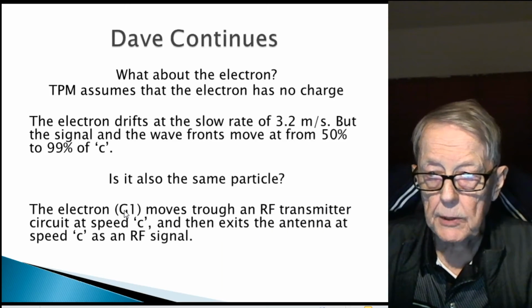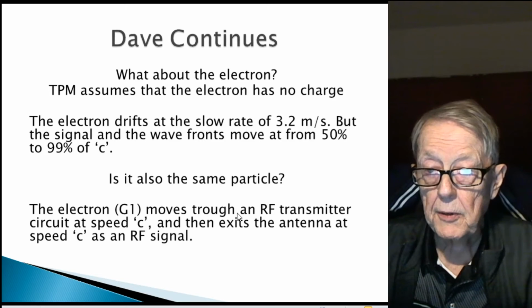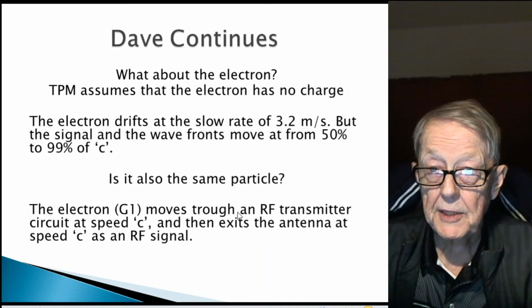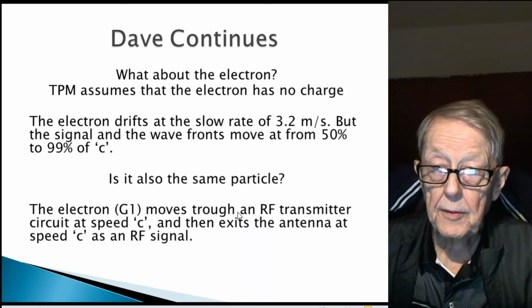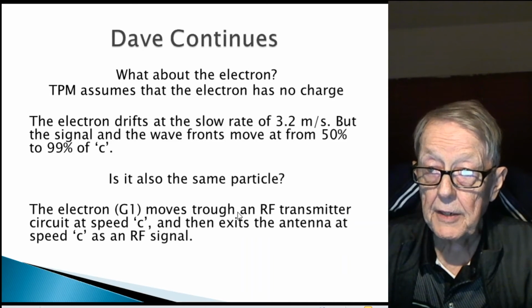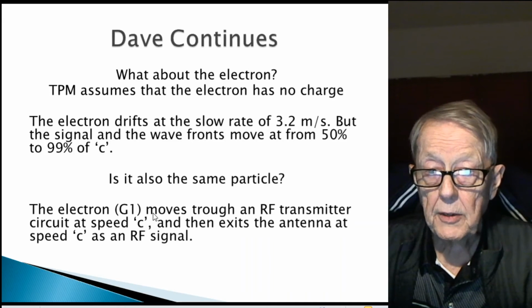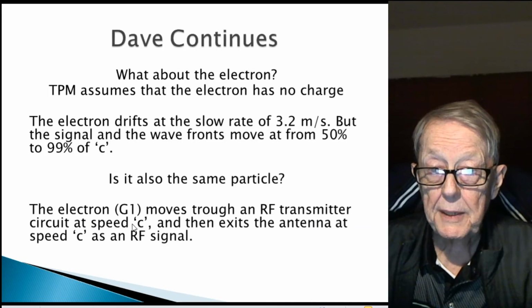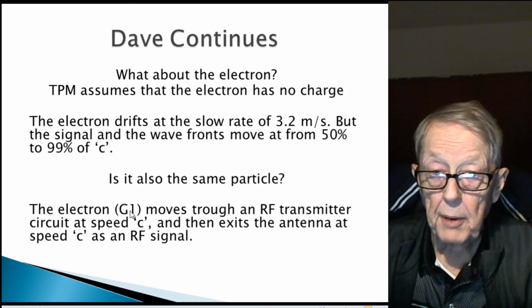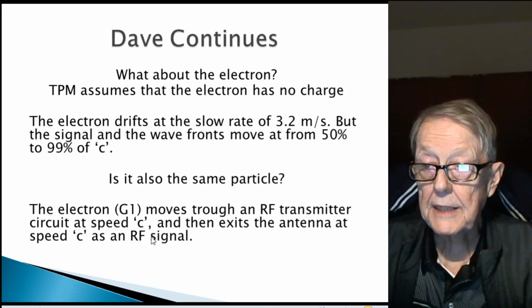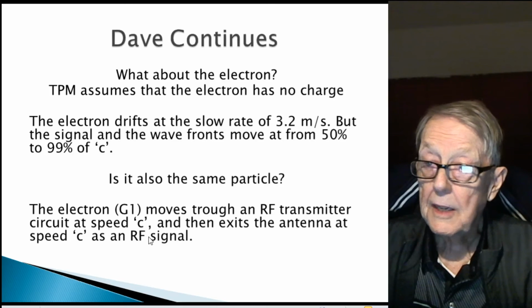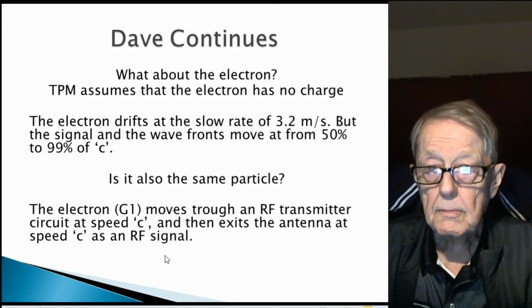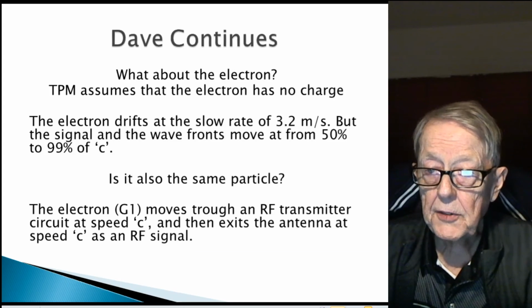The electron, which we now call the G1, moves through an RF transmitter, and I use the RF transmitter as an example because it ties both the current flowing through the circuit and the RF signal leaving the antenna on a one-to-one basis. So the electron, G1, moves through an RF transmitter circuit at speed c, and then exits the antenna at speed c as an RF signal. The pattern in the circuit and the pattern of the signal, using the particle model, is identical. The pattern's identical. Yeah, maybe the G1 is the electron.